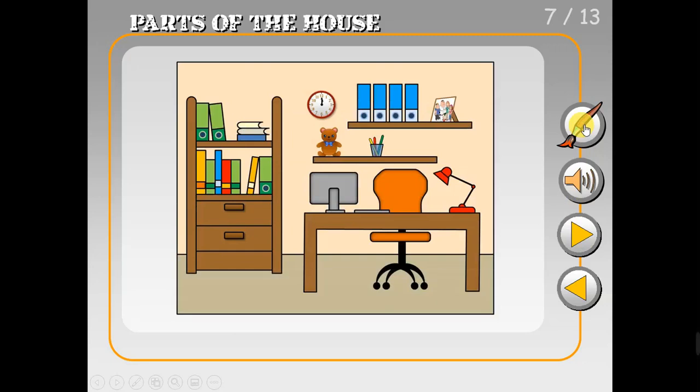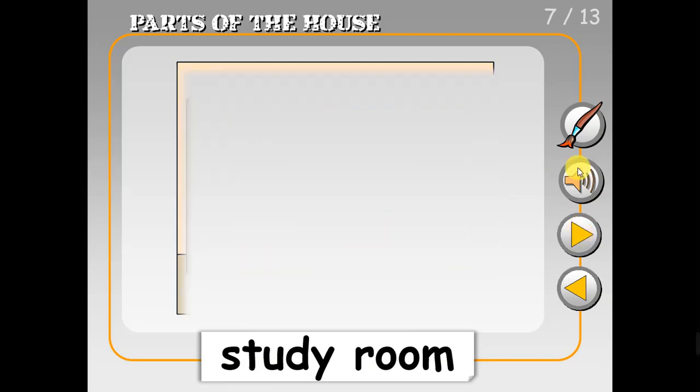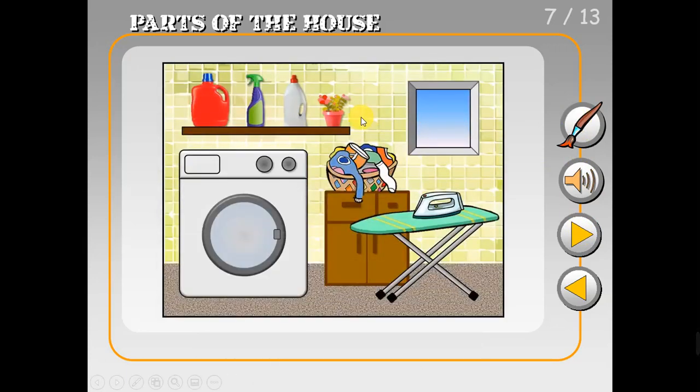The next picture here is a place where we have a desk, a computer and a chair, there are books, and there are shelves. This place is where we can study, do our homework, or work on our projects. So this part of the house is called the study room. We call it a study room because we study in this room. Let's proceed. The next picture here.